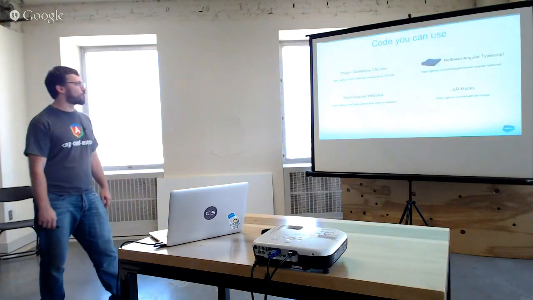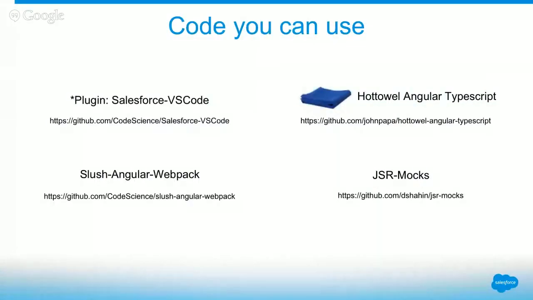If you want to know more about the technologies and some of the projects that I use inside of my workflow, the project that I built to enable that workflow, which has an example gulp file and the syntaxes and snippets in it, is my Salesforce VS Code repo. I mentioned the Angular Webpack stuff that we built and use. I'm looking forward to integrating Hot Towel Angular TypeScript into my next application, and we include JSR mocks so we can allow for offline development.